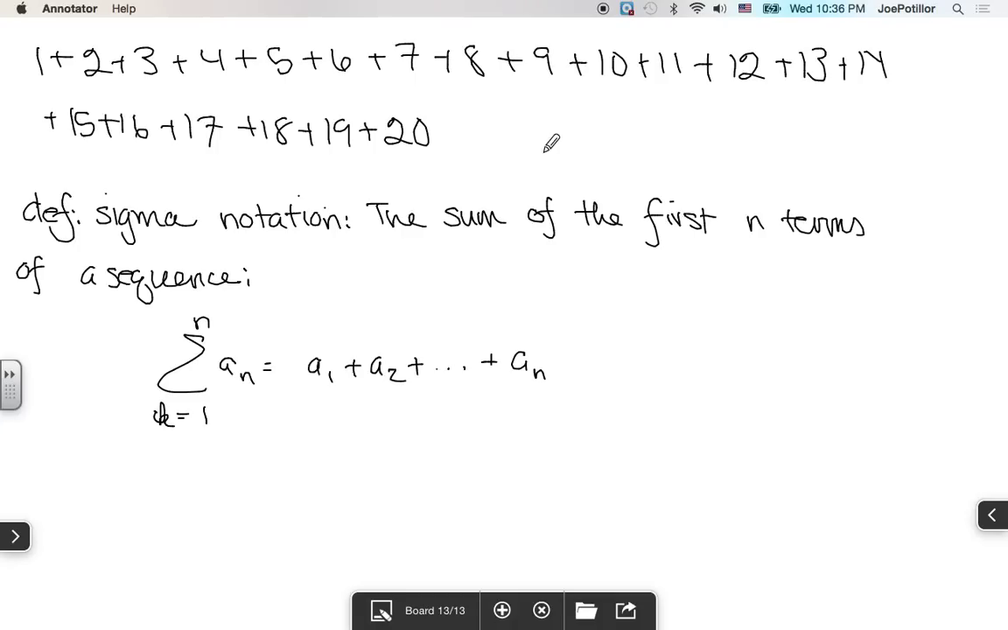Okay. So now I need to introduce you to some pieces here. Right? This piece is the index of summation. I is the index of summation, or k is the index of summation. Okay. K is the index. An index of summation is a fancy word for saying the beginning.